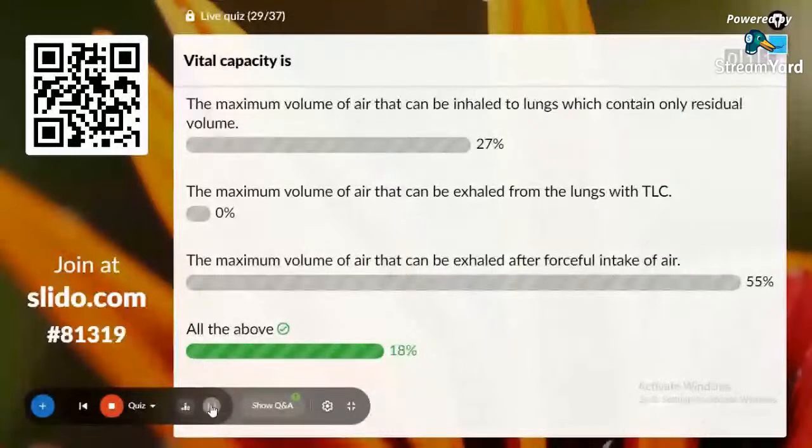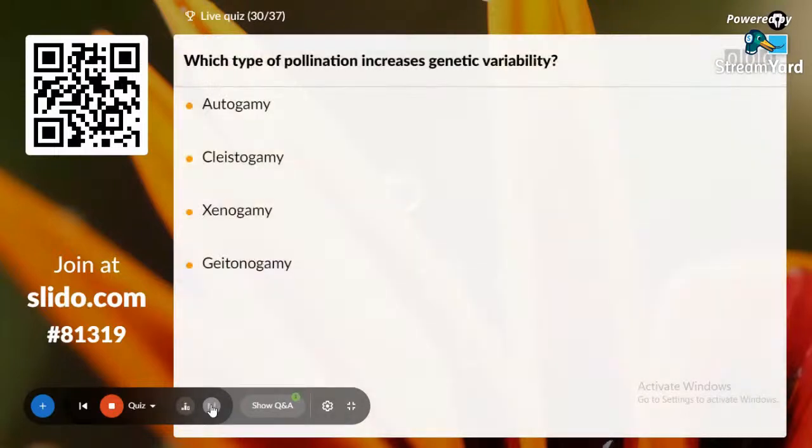Vital capacity is the maximum volume of air that can be inhaled to the lungs, which contain only residual volume. The maximum volume of air that can be exhaled from the lungs with total lung capacity. The maximum volume of air that can be exhaled after forceful intake of air. All these are vital capacity. 30th question, after which you have the second last leaderboard. You have 37 questions in all.